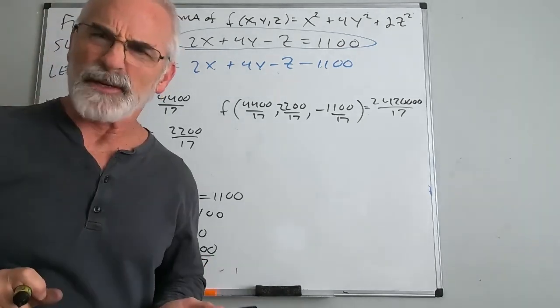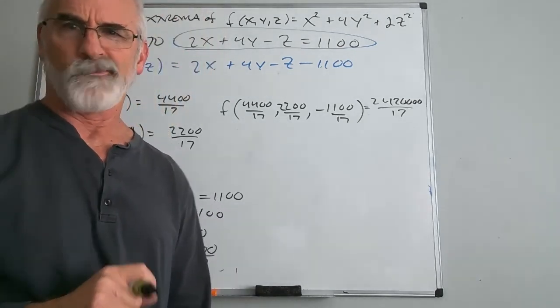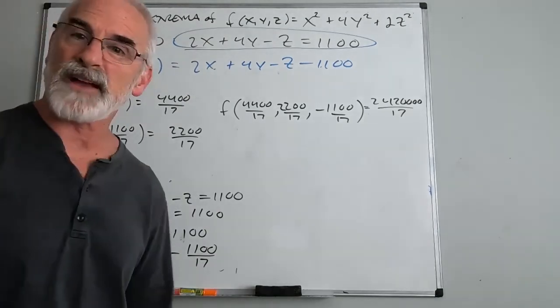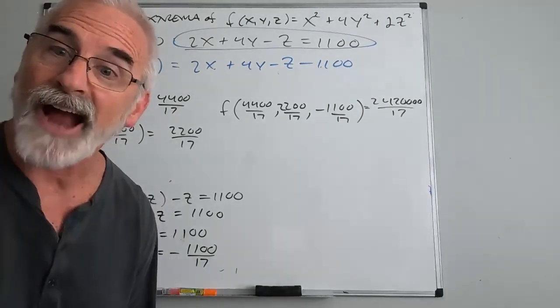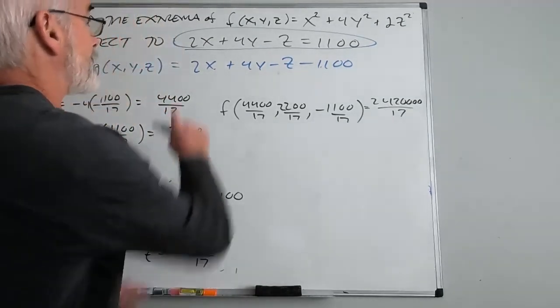That number's really big. Is that the absolute maximum? Is that the absolute minimum? That's really big. But maybe that's not the maximum. Maybe that's the minimum. I don't know. I need to test it versus any ordered triple that satisfies the constraint.